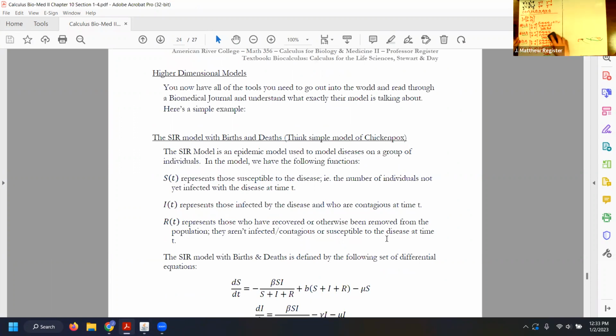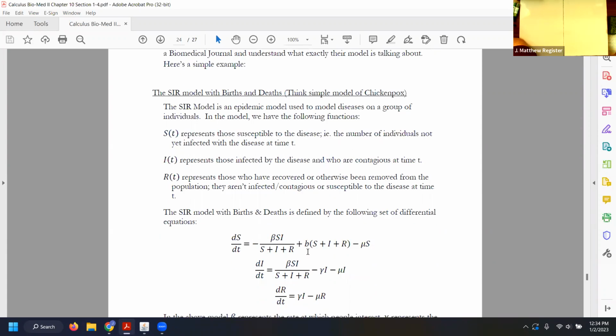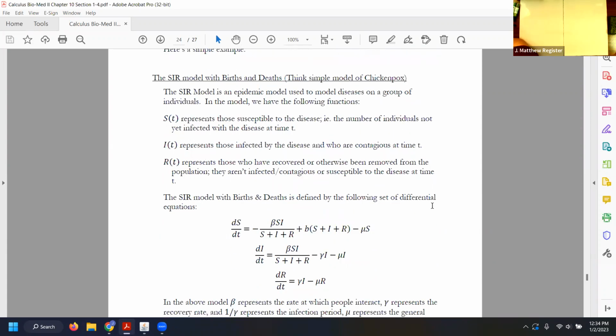We've spent so much of the semester trying to understand how to do systems of differential equations, and everything's really built up to this chapter. But when we think about these systems, what do they actually look like? And we have a few little examples here. This first model is the SIR model with births and deaths. I wrote this before COVID, and so I said, think of the simple model of chickenpox, but really we can think of COVID-19 as an example of an SIR model.